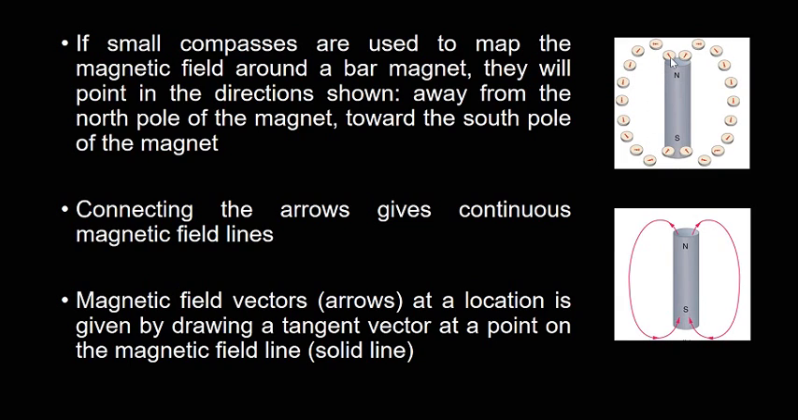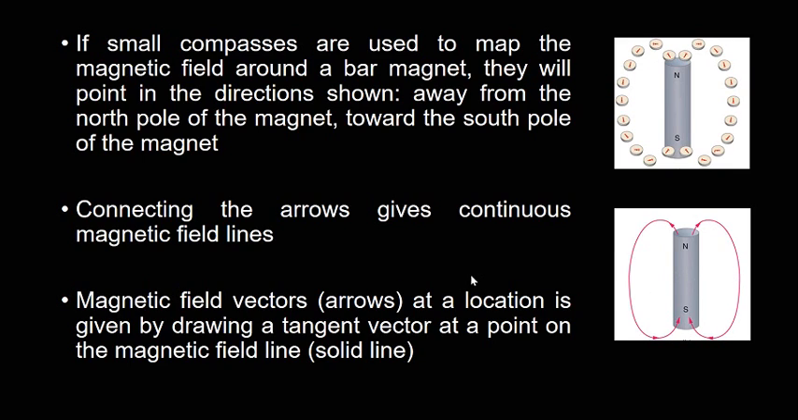So you can join these small compasses with the direction shown by the north pole, and that gives you the magnetic field line, and that is what is shown at the bottom. You can connect the small arrows shown by the compass and follow the direction of the north pole of the compass, and that gives you the magnetic field line. Two of the field lines are shown in this bottom image.